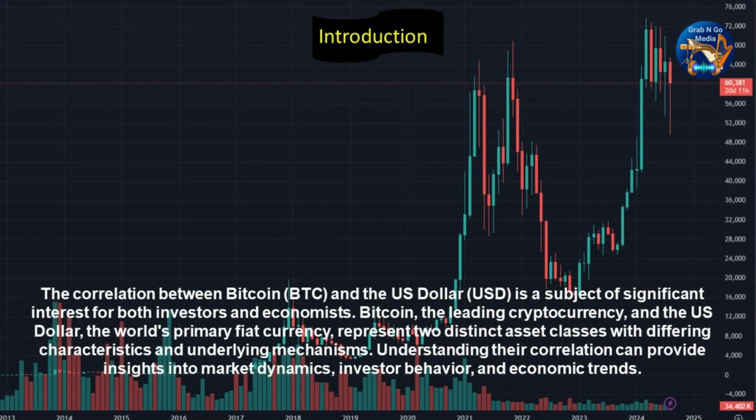Introduction. The correlation between Bitcoin, BTC, and the US dollar is a subject of significant interest for both investors and economists. Bitcoin, the leading cryptocurrency, and the US dollar, the world's primary fiat currency, represent two distinct asset classes with differing characteristics and underlying mechanisms. Understanding their correlation can provide insights into market dynamics, investor behavior, and economic trends.